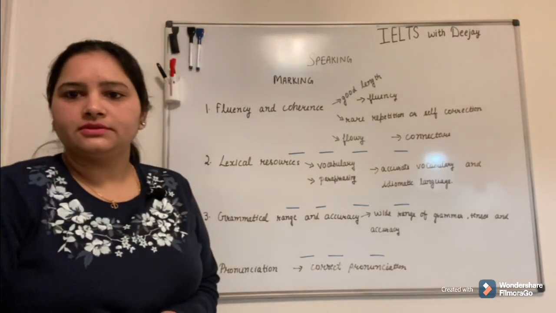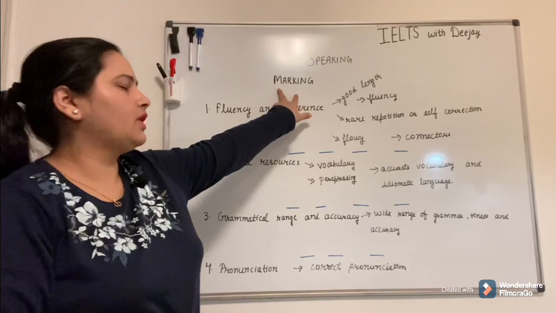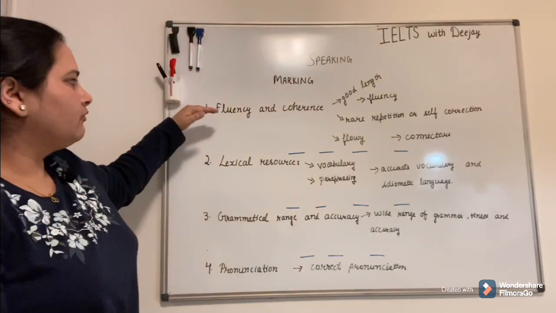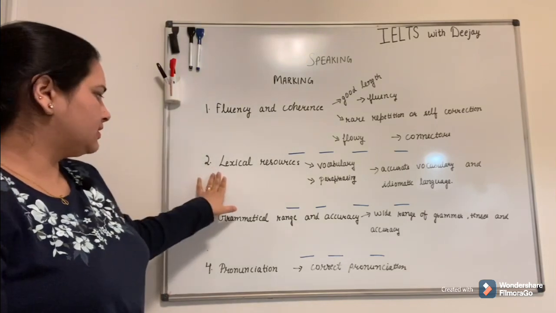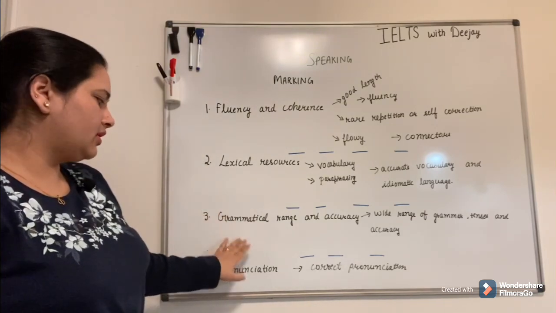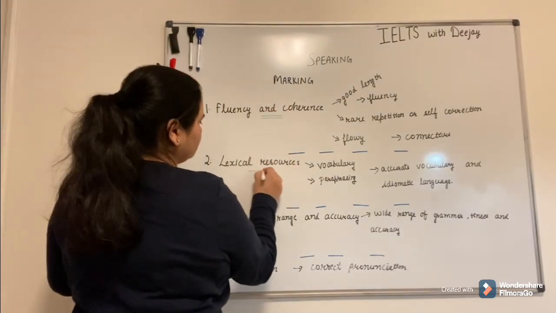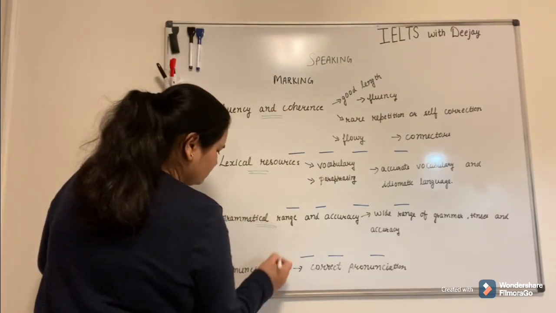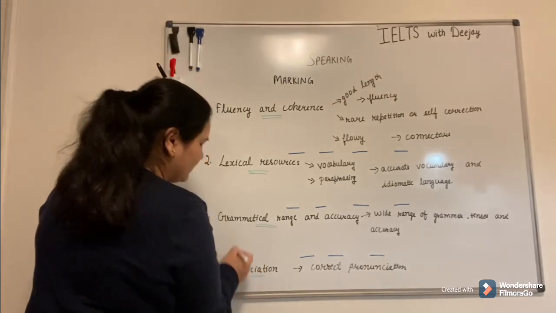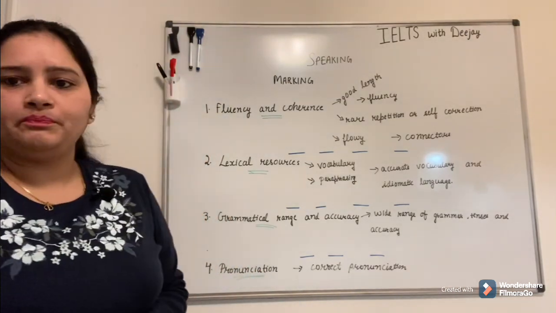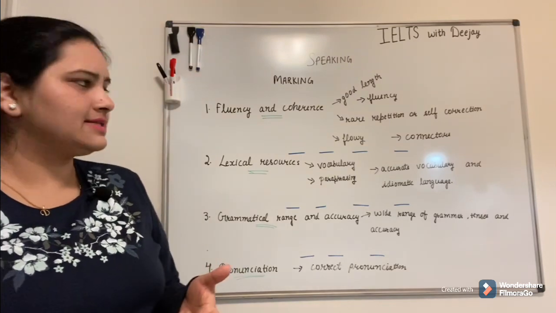Now it's time to learn how the marking is done, how our test is marked. We have these 4 rubrics: fluency and coherence, lexical resources, grammatical range and accuracy, and pronunciation. These are the things that will be checked when you will be speaking, when you will be giving the exam.